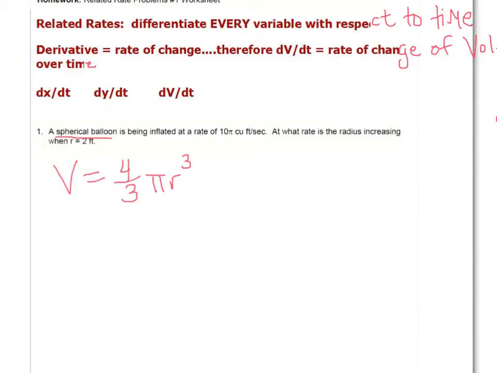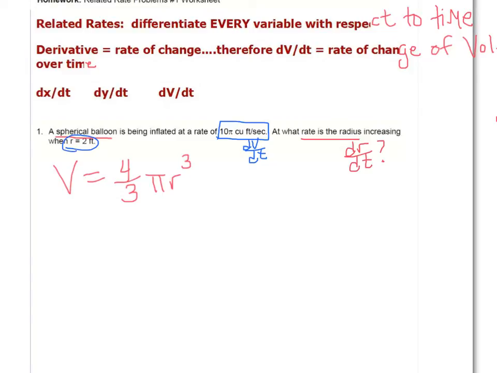So now all the pieces that they give us, at this rate of 10 pi cubic feet per second, that's a volume rate. So that's going to be our dV/dt. The question is, at what rate is the radius increasing? So that's going to be dr/dt. That's what we have to find. And then we're also given the radius is 2.